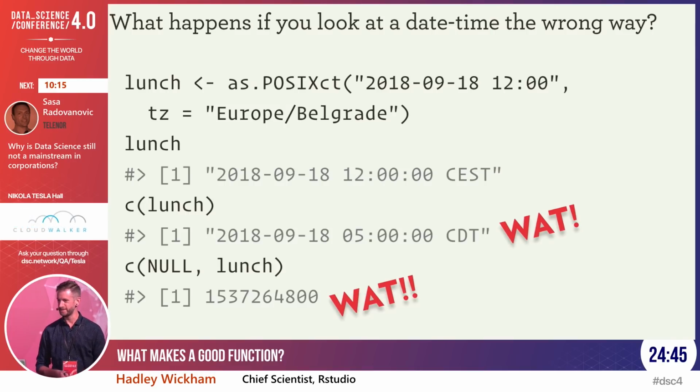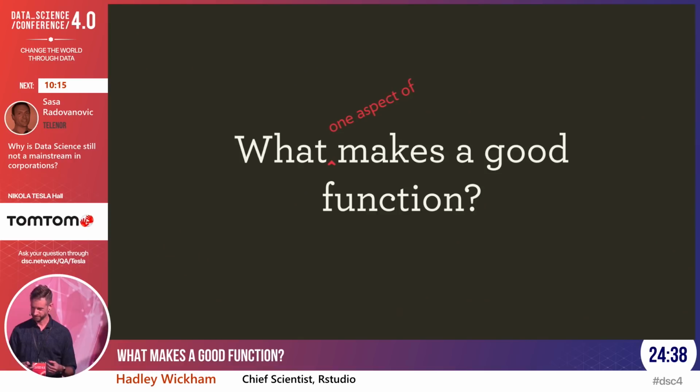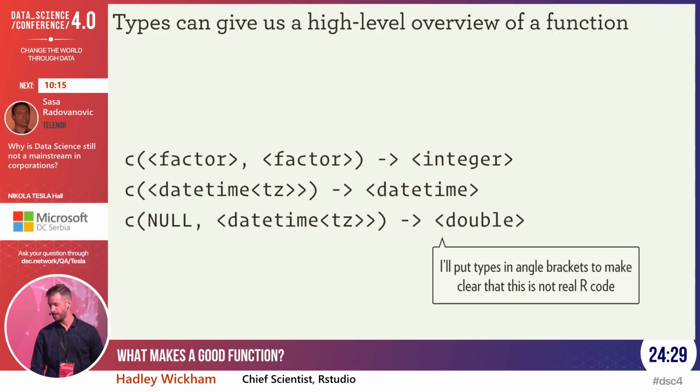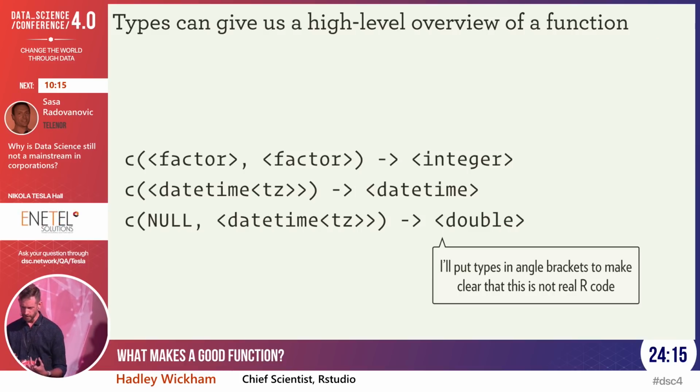So these functions are surprising, right? These are "what?" moments. And so I wanted to use this to illustrate one aspect of what makes a good function. And that is: can you, without knowing the full context of the function, just by reading the source code of that function, guess what type of thing it's going to return? So I'm going to use type here as something pretty general.